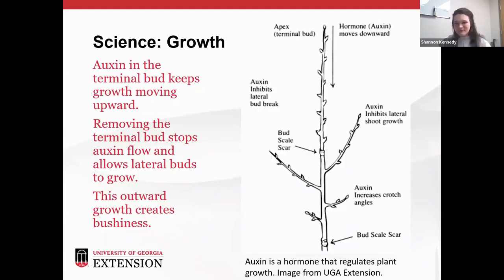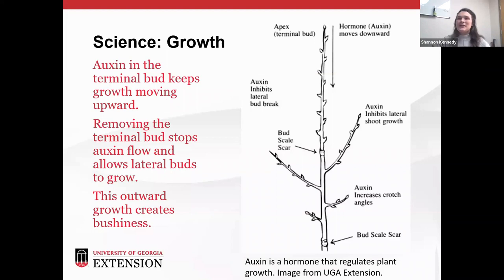Now, the important thing to remember is that if you get rid of this terminal bud, it creates chaos in the rest of the branch. And the whole idea behind pruning is that you are using this pruning cut to determine where new growth will happen below it. So that's the general idea. And it's a little bit technical, but it can be very important to understand. So let's go ahead and go back to our PowerPoint here.